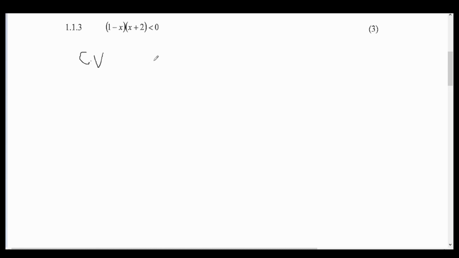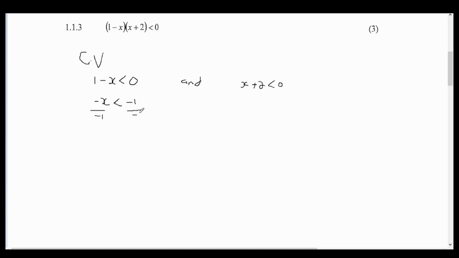So our first critical value, we're going to be using our first number, which in this case is 1 minus x, and in our second case we'll be working with x plus 2. So we would have 1 minus x is less than 0, and in our second case we'll have x plus 2 is less than 0. In our first case, we can take minus 1 on both sides, so we're left with minus x is less than minus 1, and then we divide both sides by minus 1.